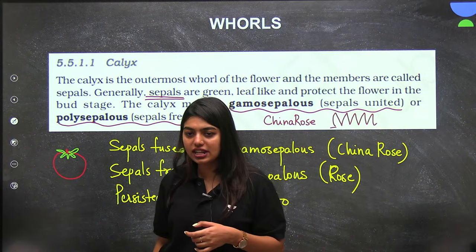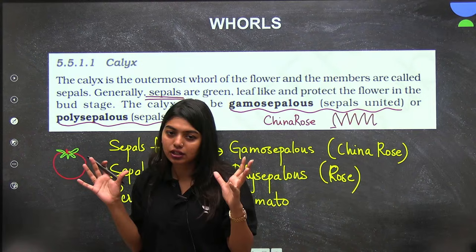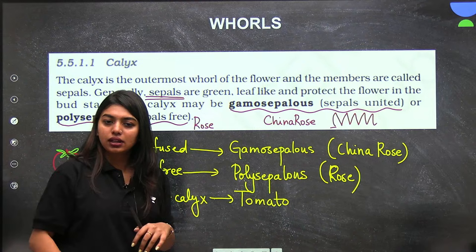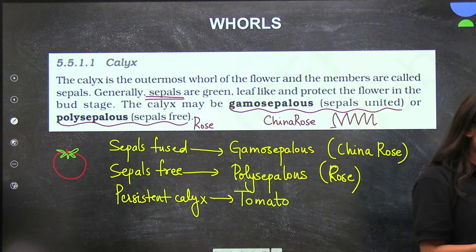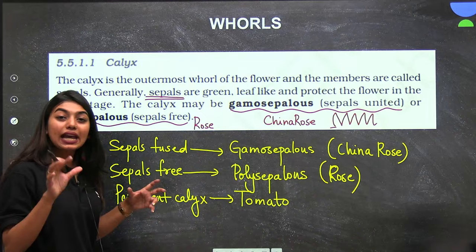So what is happening here? This is how you have drawn your tomato. That means the sepal will remain there. The calyx will remain there. It would not have been removed. Clear to all of you? Yes, gamo means fused. The word gamo always means fused. Got it? Clear to all of you?